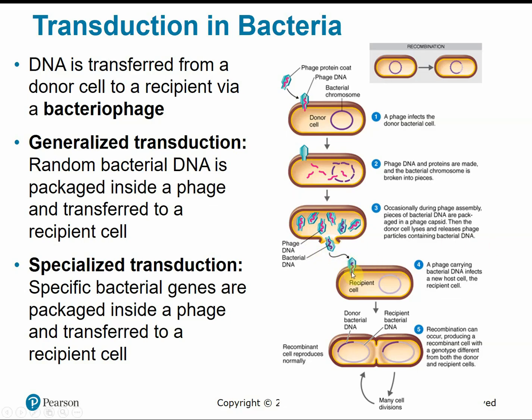So a phage carrying bacterial DNA infects a new host cell, which is our recipient cell. So the original bacterial DNA that's been carried by our virus can now recombine and incorporate itself into our new cell. So generalized transduction is just when this occurs randomly, which is the most common type. Specialized transduction, though, is where specific genes are targeted and packaged inside a phage and transferred to the recipient cell.